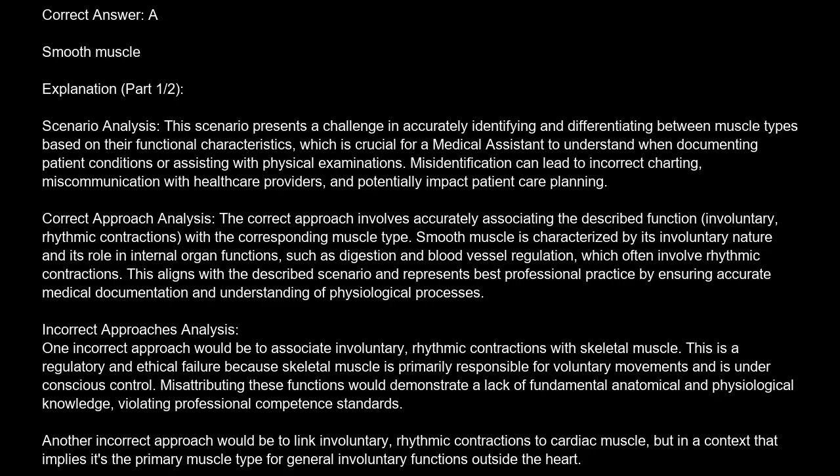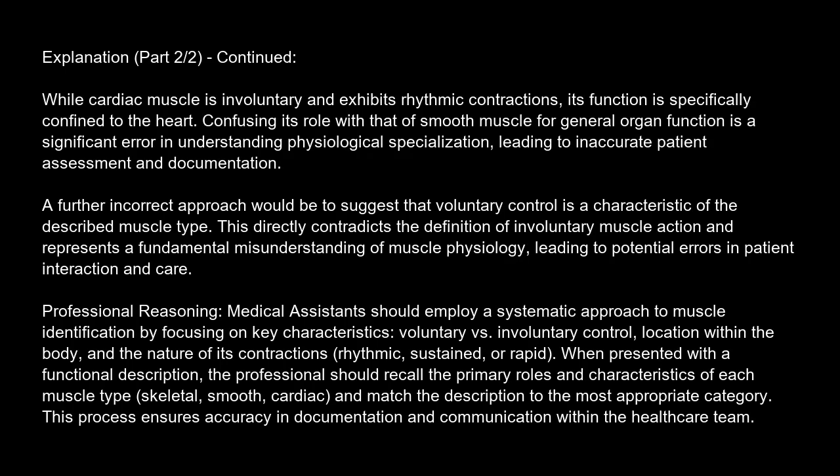Another incorrect approach would be to link involuntary, rhythmic contractions to cardiac muscle, but in a context that implies it's the primary muscle type for general involuntary functions outside the heart. Cardiac muscle is involuntary and exhibits rhythmic contractions. Its function is specifically confined to the heart. Confusing its role with that of smooth muscle for general organ function is a significant error in understanding physiological specialization, leading to inaccurate patient assessment and documentation.